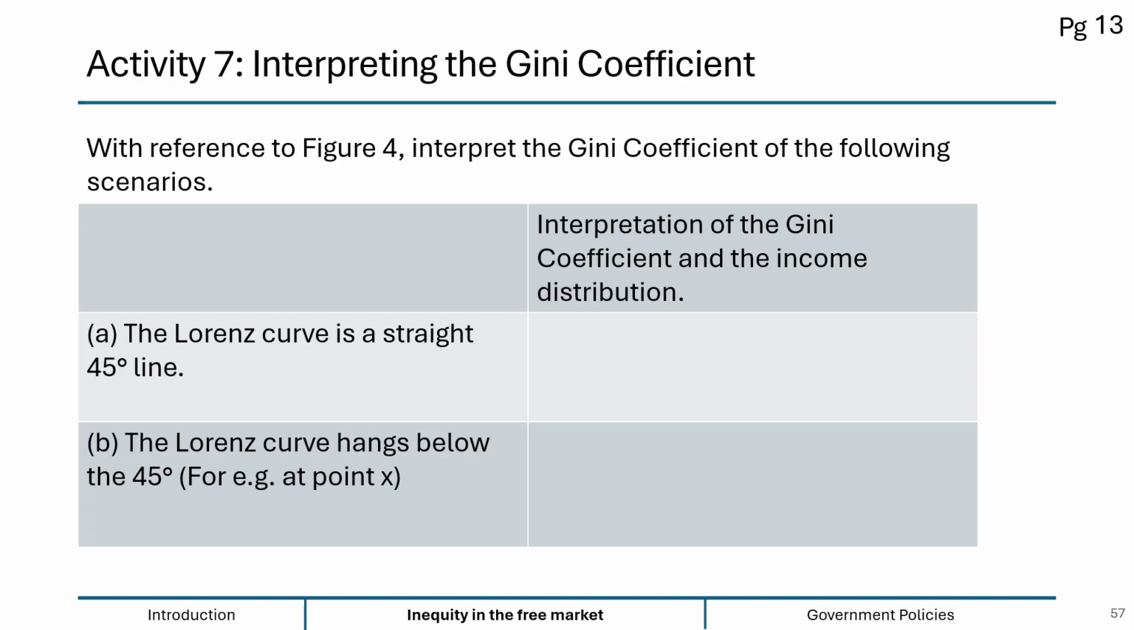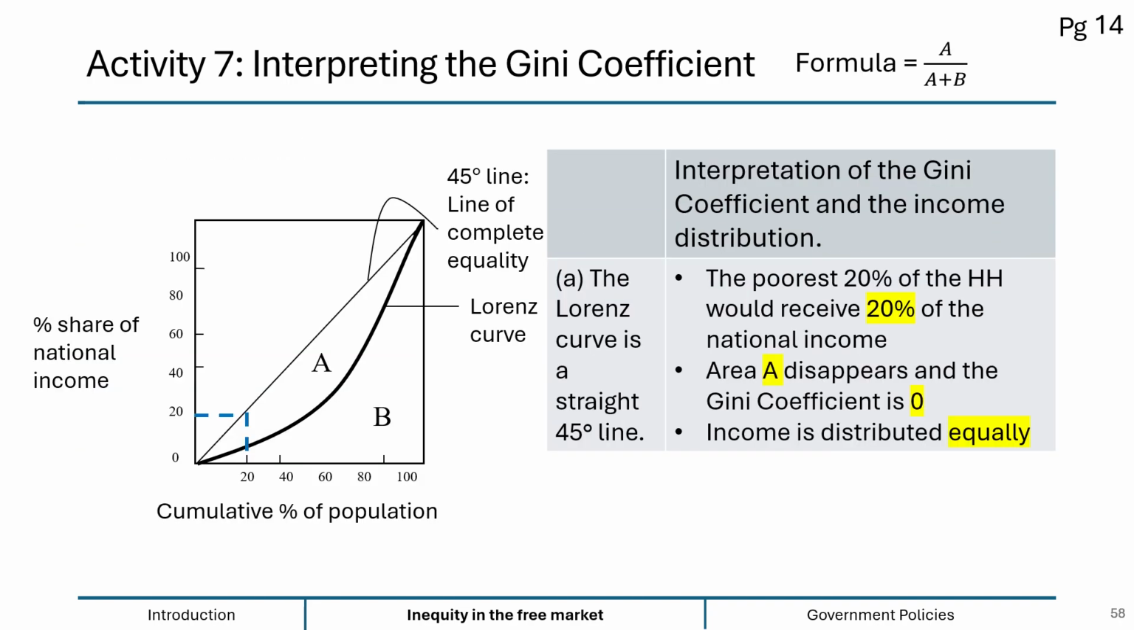Okay, then now let's go on to activity 7. You can jot this down. If you don't know how to jot this down, you just take a photo, okay? How do we interpret the Gini coefficient and income distribution?